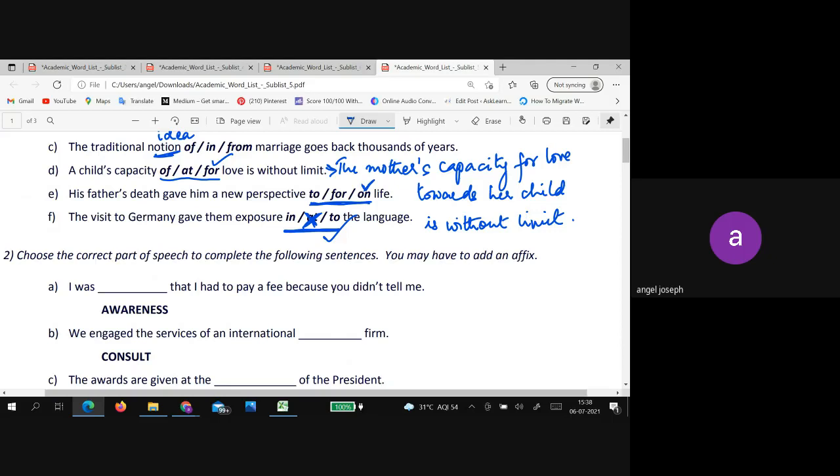Okay. The visit to Germany. Now, if I say the study they did in Germany, after that go back here. Gave them exposure. It is a study that they did, so what will we use? In the language. In is a word that goes a little deeper. If I say I am going in, it means I am entering inside.